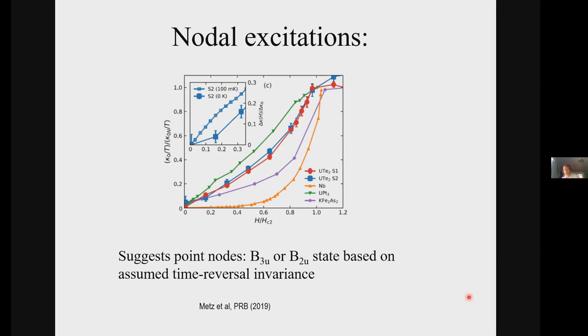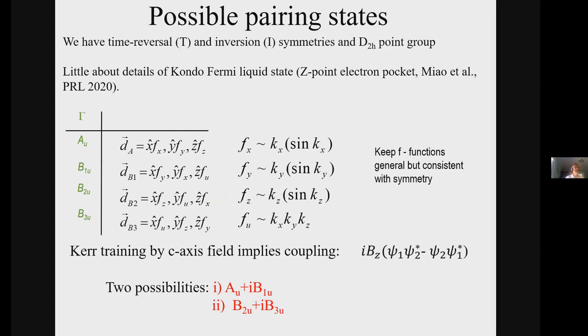Okay, so now I will talk about the implications of this, about the possible pairing states, and also about the possible nodal structure. I've already mentioned we have a D2h point group, and I've already shown this table before. One thing worth pointing out is that we don't really know that much about the electronic structure of this material.